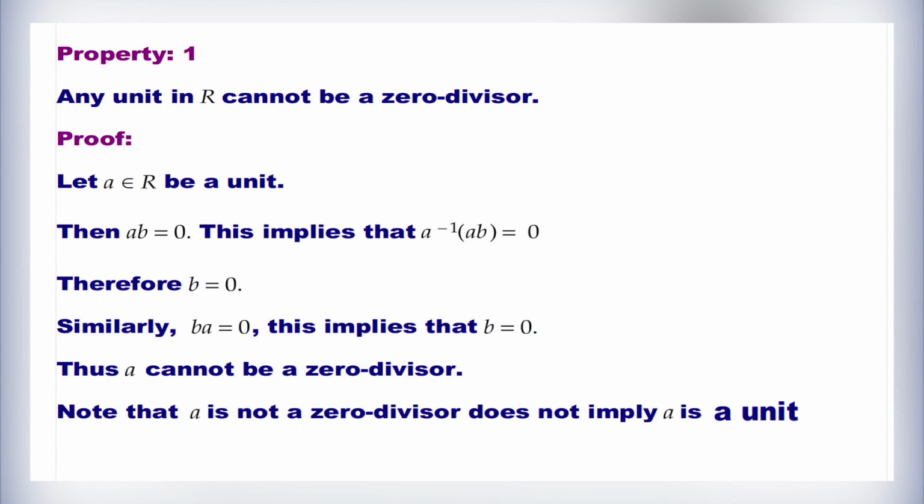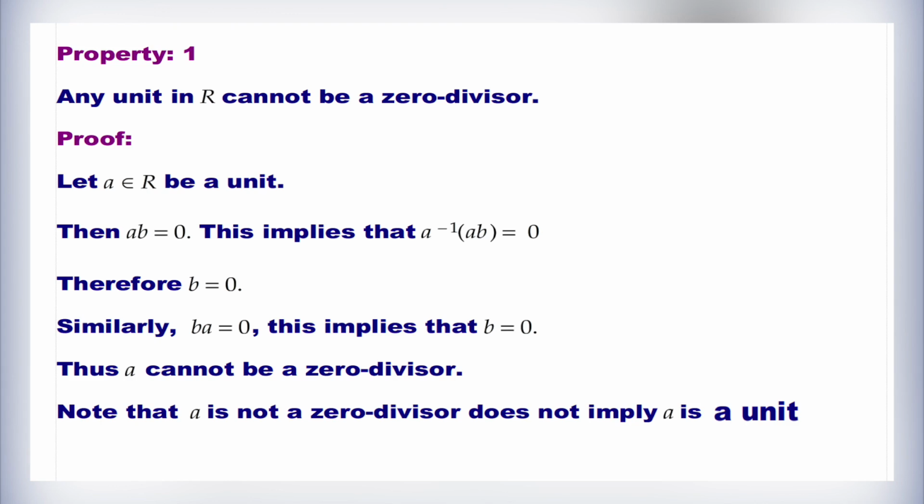Any unit in R cannot be a zero divisor. Proof of the property is, let A in R be a unit. Suppose AB equal to 0. Now we are going to multiply A inverse both sides. We get A inverse into AB equal to A inverse into 0. By using the associative property, it can be written as A inverse A into B equal to 0.